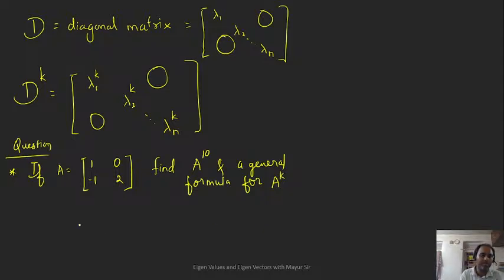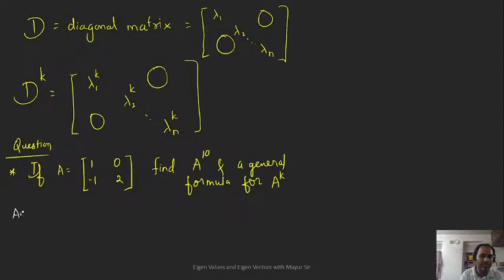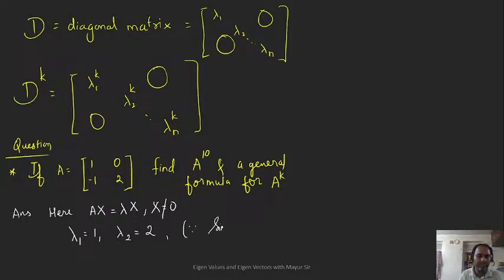So what we do is we first find the eigenvalues. So the answer: here Ax is equal to lambda x, x not equal to 0. I am now writing it straight away that lambda 1 is 1 and lambda 2 is 2. What is the reason? Since capital A is lower triangular.